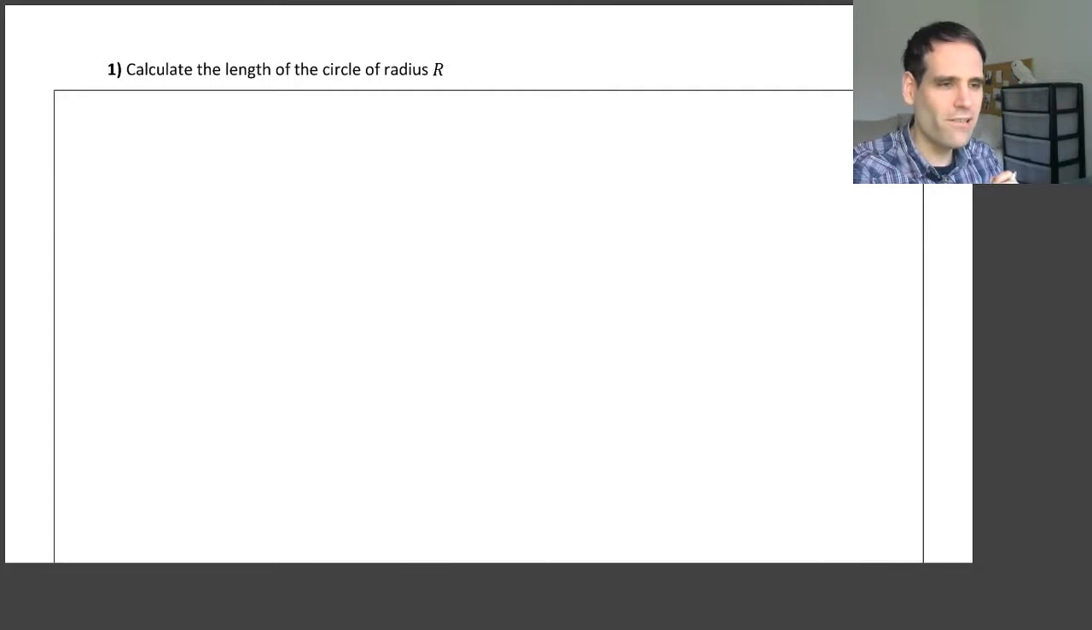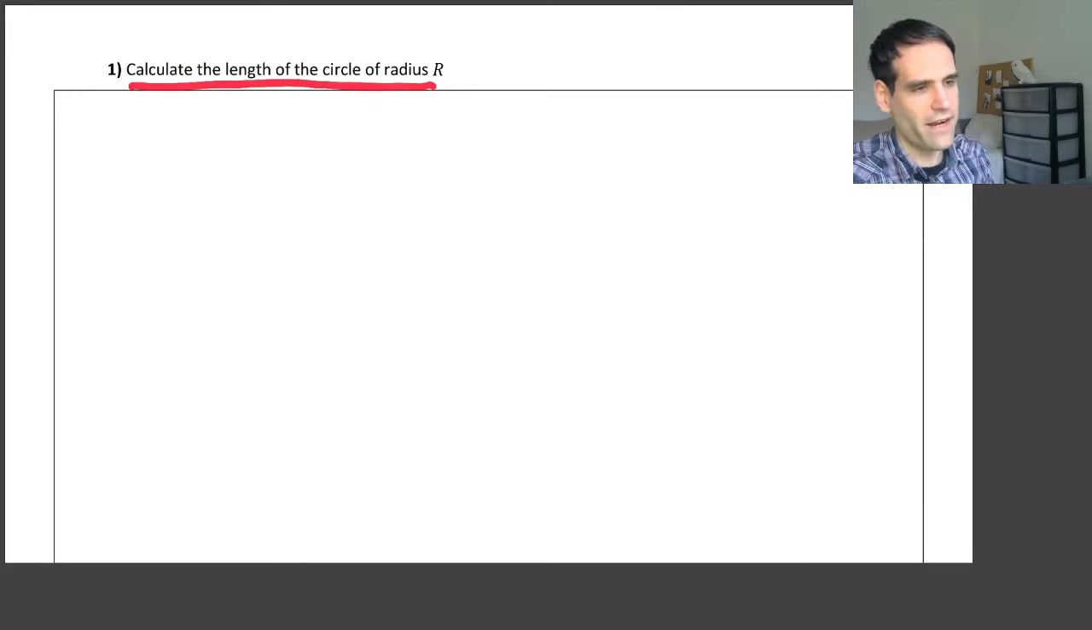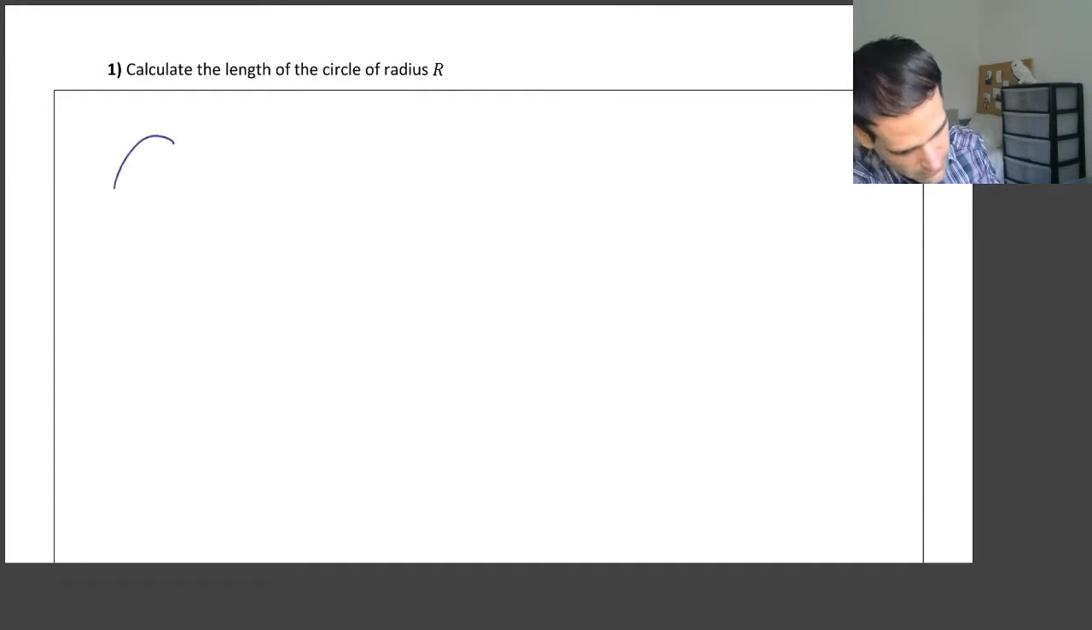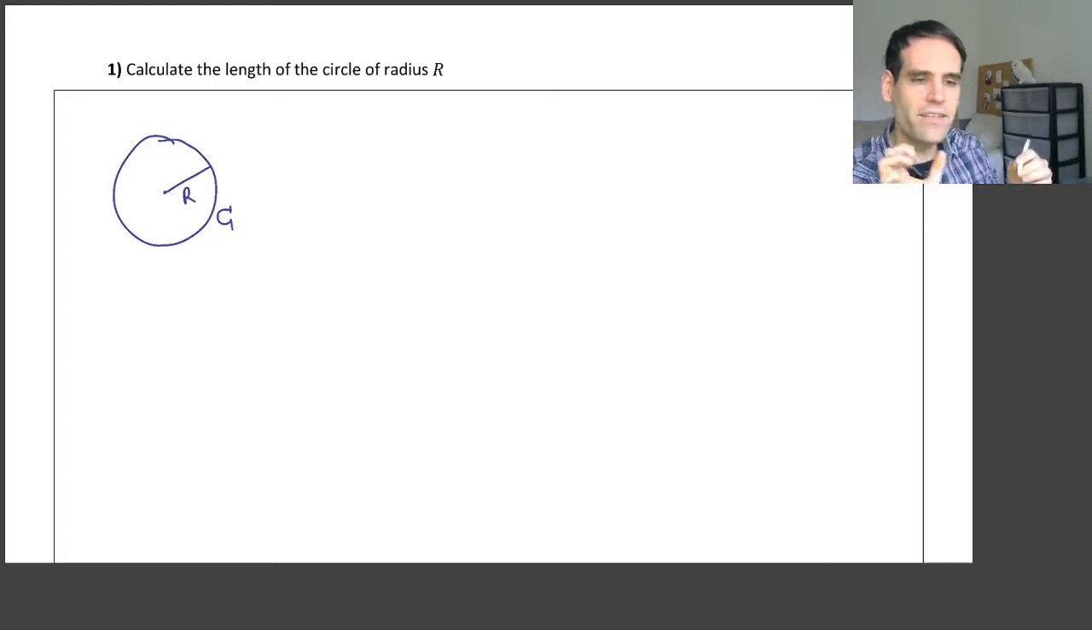So as a first example, let me start with the simplest case I could imagine. Calculate the length of the circle of radius r. Okay, so I have a circle of radius r, which is my curve. So this is my curve C, and I'm asking you to calculate the length of this curve. We already know that the length is 2 pi r, but let's see if we can arrive at it by doing a curve integral, a line integral.